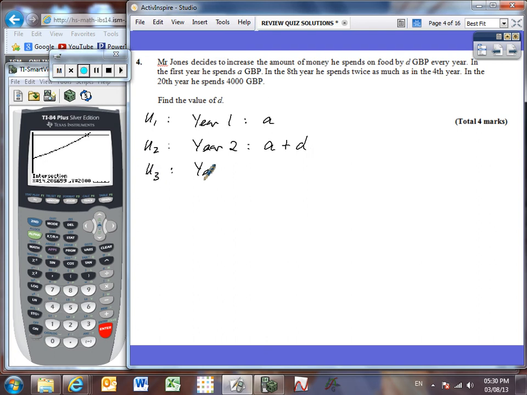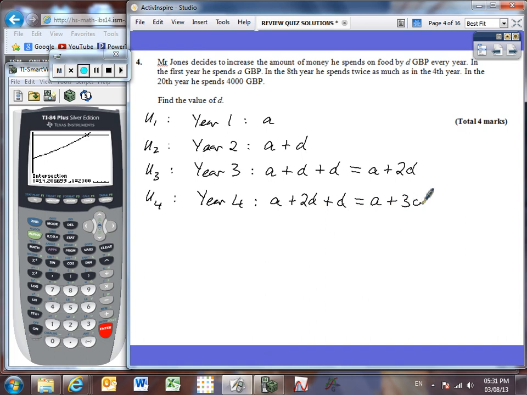The third term, representing the amount that he spent on food in year 3, well, he's had to take the amount that he spent in year 2 and then increase it by D, because he increases by D every year. Or you might express this as A plus 2D. Let's write out one more term, just to make sure we can see the pattern. U4, representing year 4. His A plus 2D from the previous year has now been increased by another D pounds. This means that he's got A plus 3D.